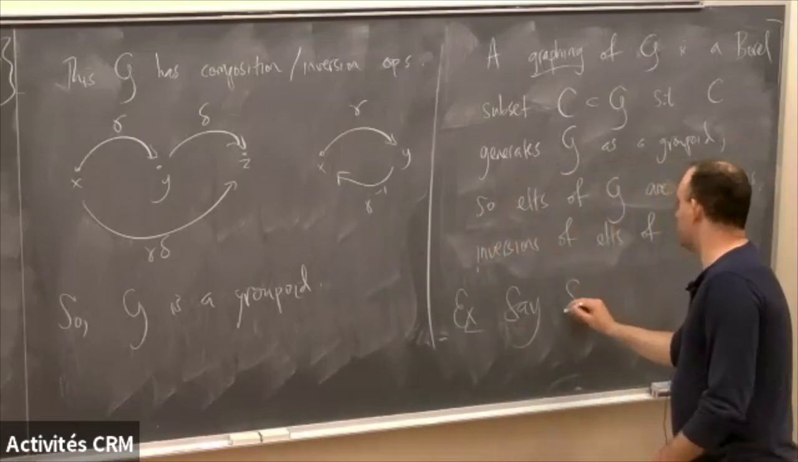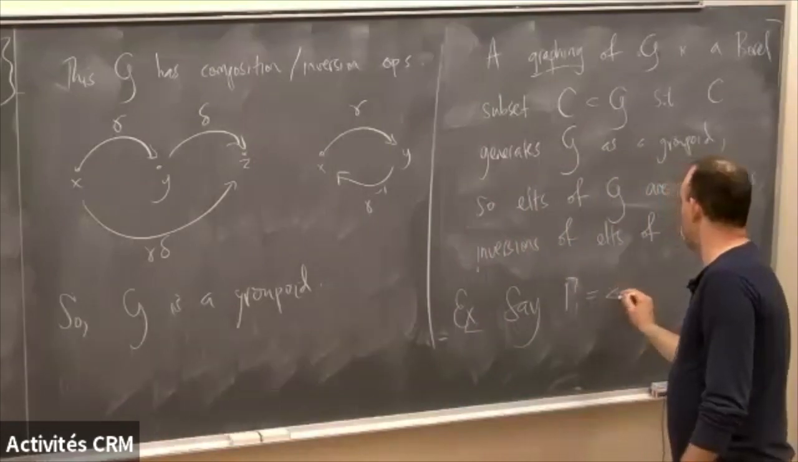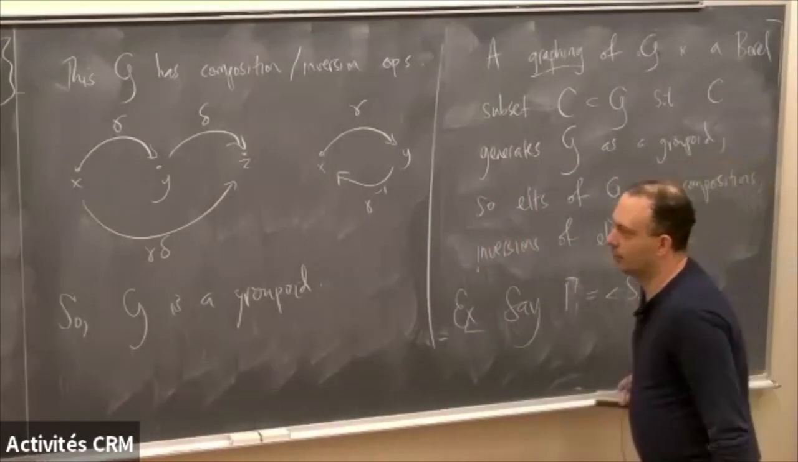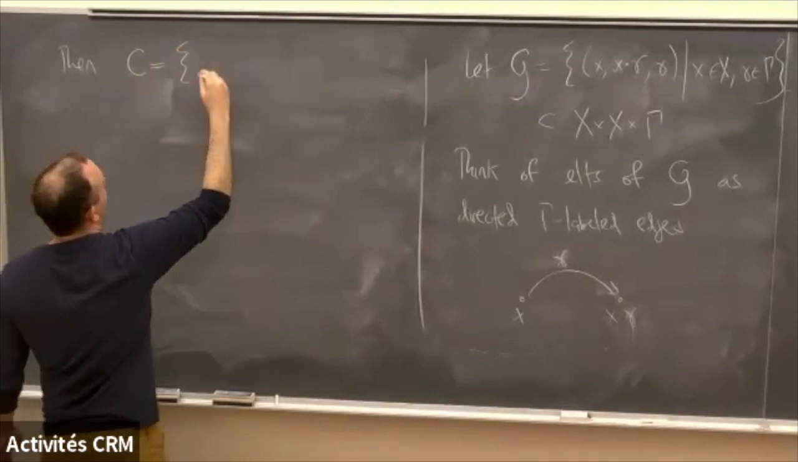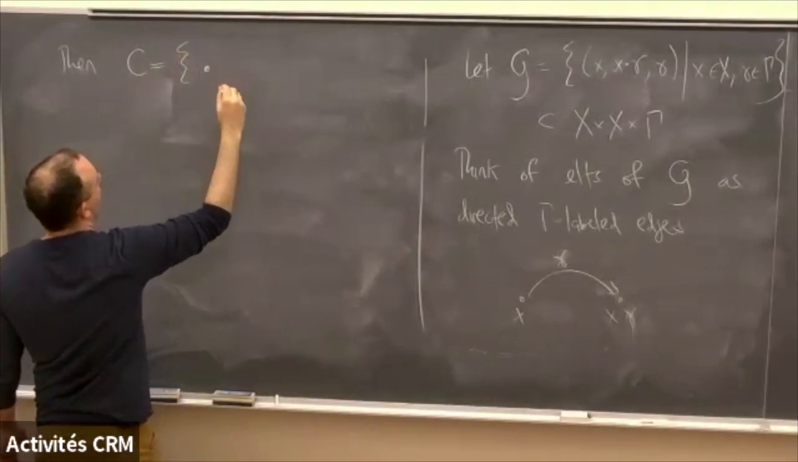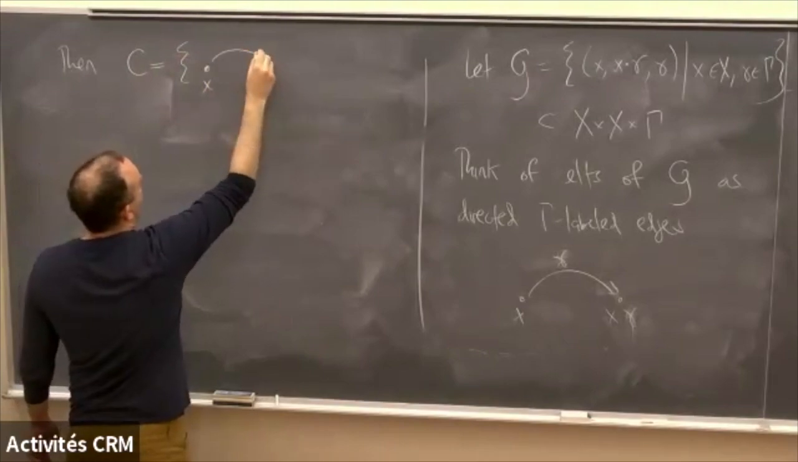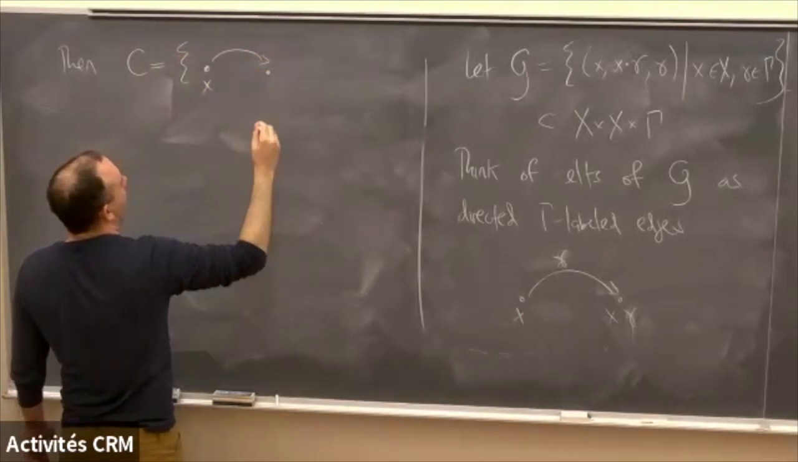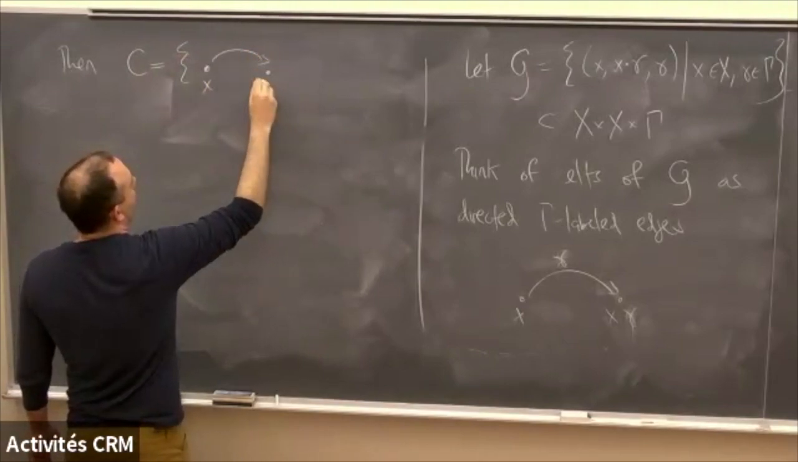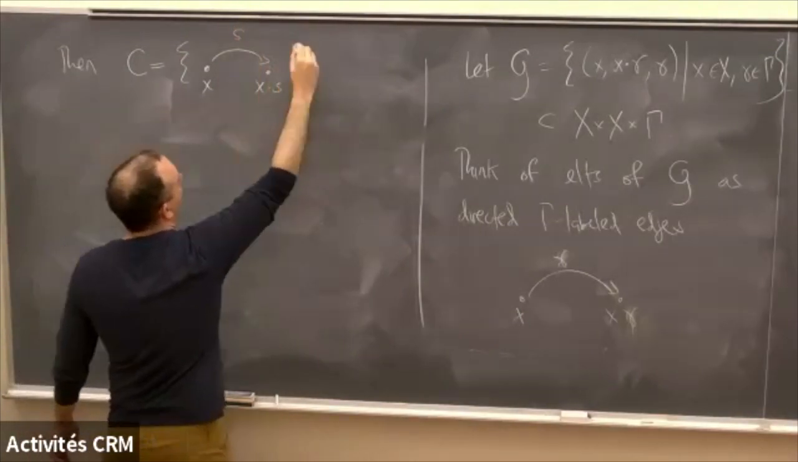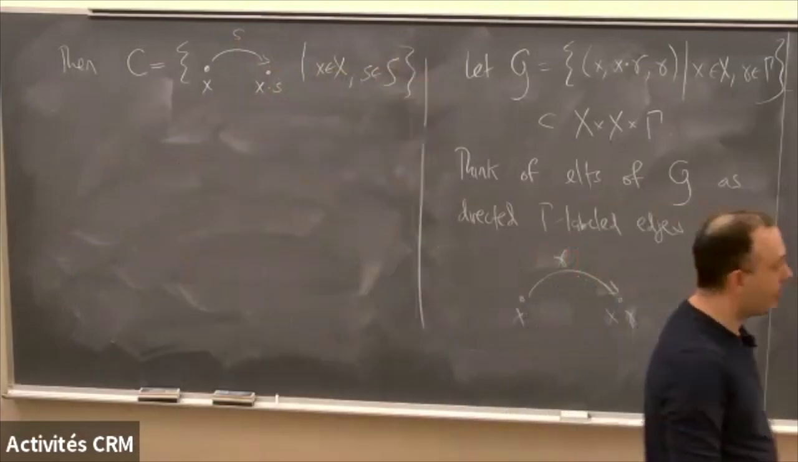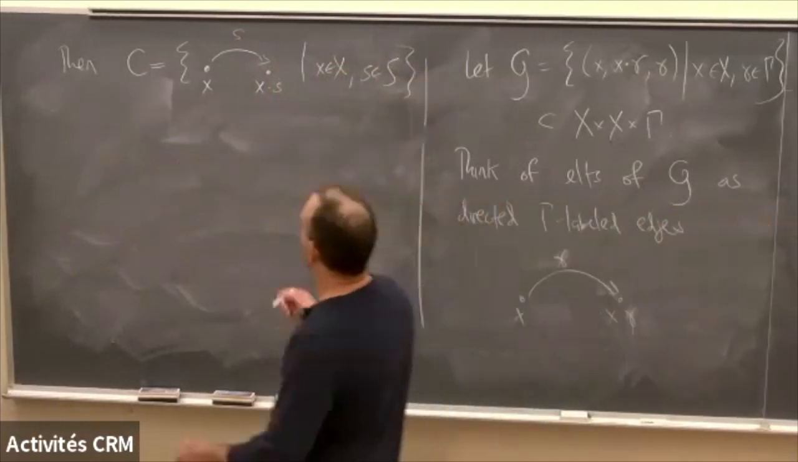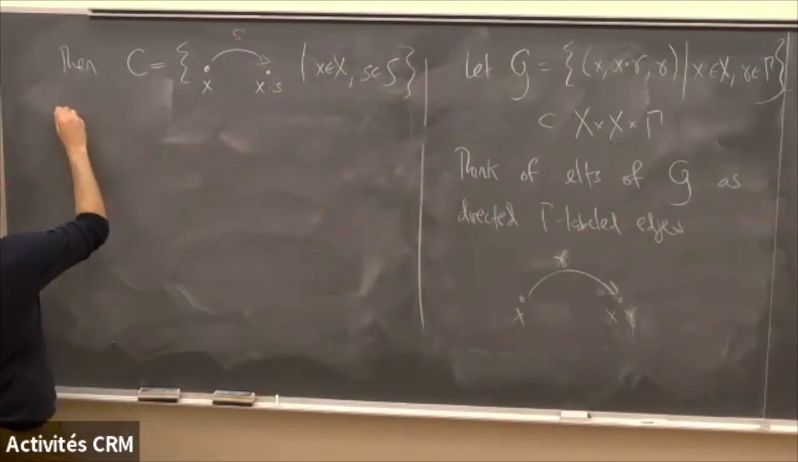Let's say that Gamma is generated by a set S. Then I can make a graphing by just taking C to be the set of all arrows x going to x·s, where x is in X and s is in S. Some people call this the Cayley graphing.